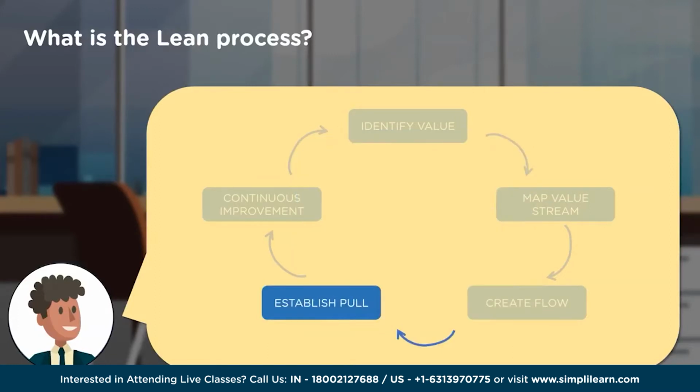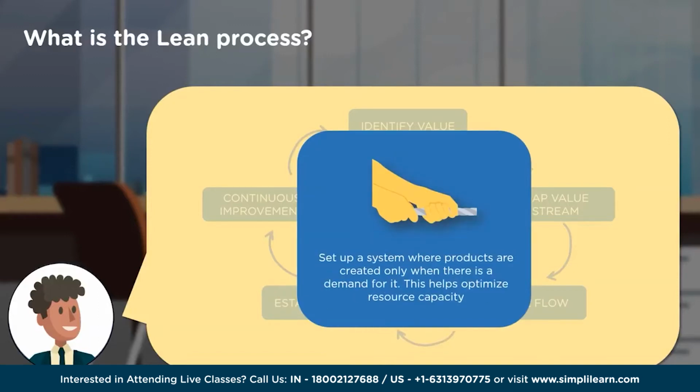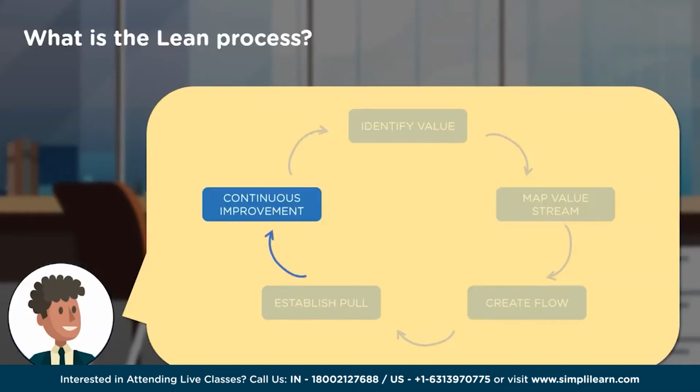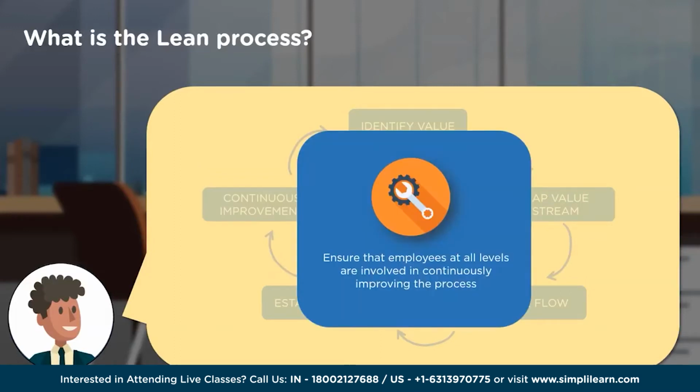The next step is to establish pull. You need to set up a system through which products are created only when there is a demand or a requirement for it. Through this, you can optimize resource capacity. And finally, we're at the 5th step, which is continuous improvement. You need to ensure all your employees at all levels are involved in the continuous improvement of the process.